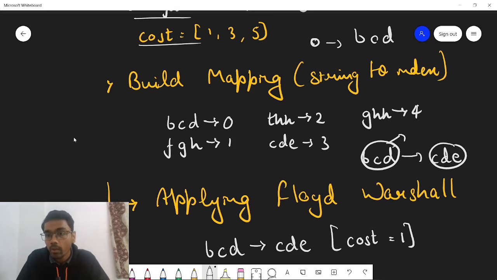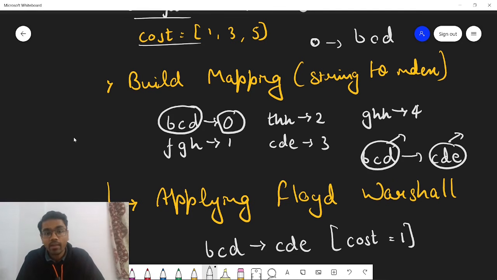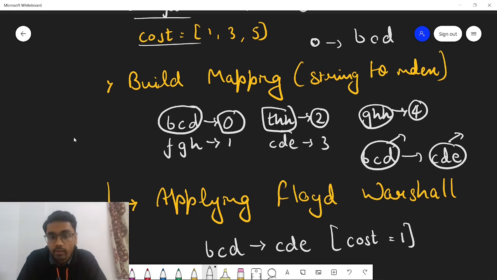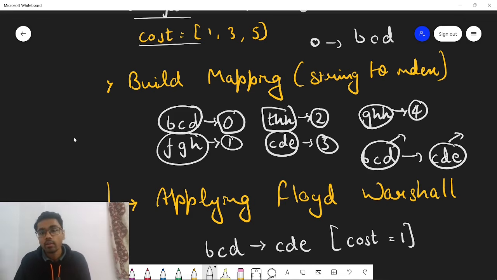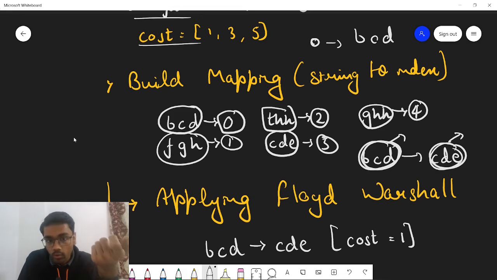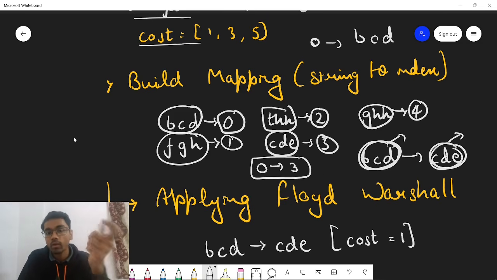We need to give numbers, so we will do some kind of mapping for these strings. So we can say that BCD is given the integer ID as 0, THS has been provided the integer ID as 2, GHH has been provided the integer ID as 4, CDE has been provided with 3, and FGH has been provided with 1. So you can see, instead of saying what is the minimum cost to convert BCD to CDE, we can say what is the minimum cost to convert this string which is present at 0th index to this string which is present at 3rd index, because the algorithm works in integers. So that's why we need to build the mapping first.